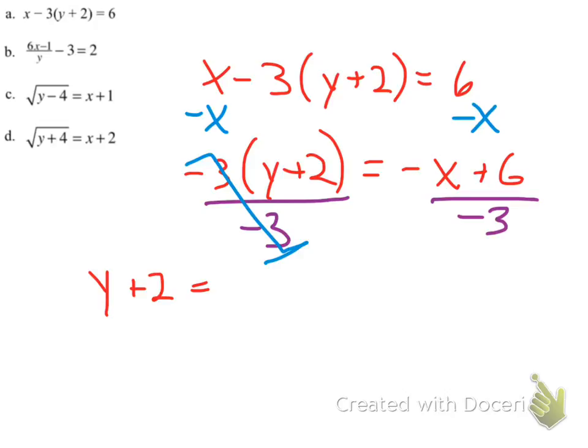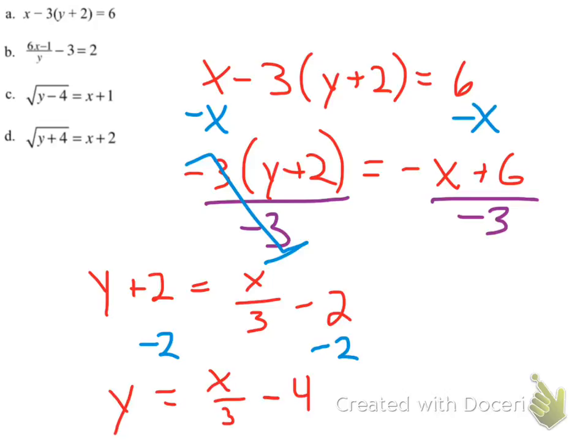So negative x divided by negative 3 is positive, because a negative divided by a negative is positive. So it's x over 3 minus 2. 6 divided by negative 3 is negative 2. Now to get y by itself, I'm going to subtract 2 from both sides. And I end up getting y equals x over 3 minus 4.